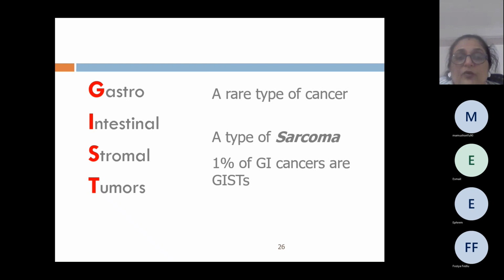GIST, as I told you, the full form is gastrointestinal stromal tumors. It's a very rare type of cancer. It's a type of sarcoma. 1% of all the GI cancers are GIST. Okay, all the different types of GI cancers that we see, in that only 1% is GIST.